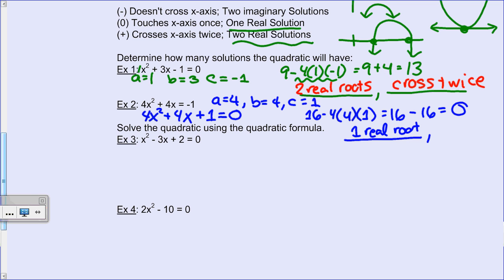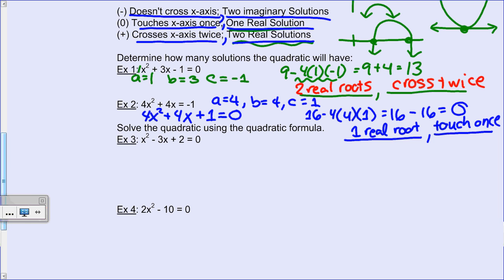The second thing you're going to say is how many times it will touch. You can copy down verbatim what I have in here. So tonight on your homework, two answers: what type of solution, and what your graph will do.